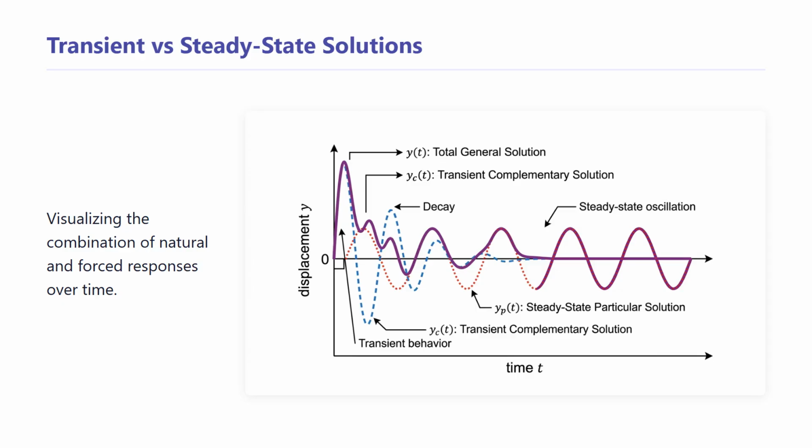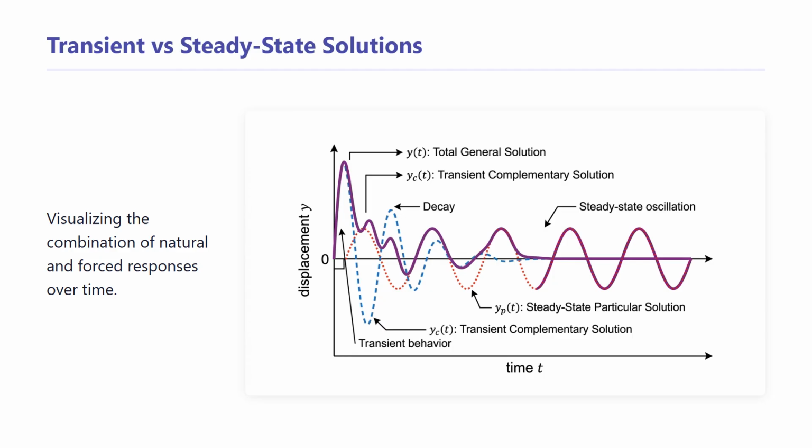To truly grasp this, let us look at a visual representation of these combined motions over time. On this graph, the horizontal axis is time, and the vertical axis is displacement. Notice the dashed blue line. This is our complementary function, often called the transient solution, because in real systems with friction, it eventually dies out. The dotted red line is our particular integral, the steady-state forced response that keeps going as long as the external push continues.